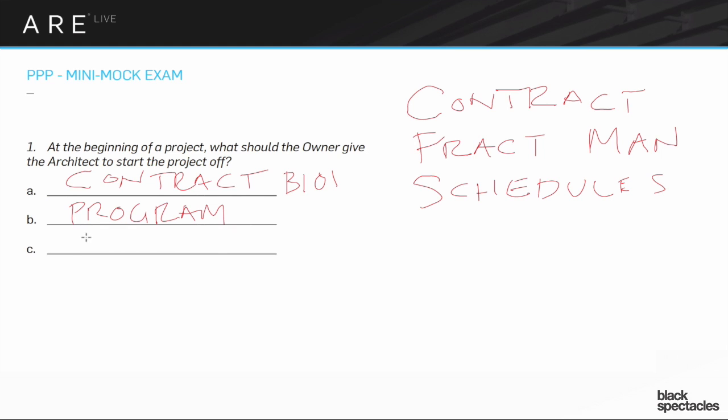And then the next one is, I'm going to write kind of vaguely, the site. What I mean by that is the owner gives you the site. That means they should be able to hand you a survey. They should be able to hand you some geotech information, so soils and that kind of thing. They should be able to hand you information about environmental concerns. Anything like that about the site that you would need to kick off the process.